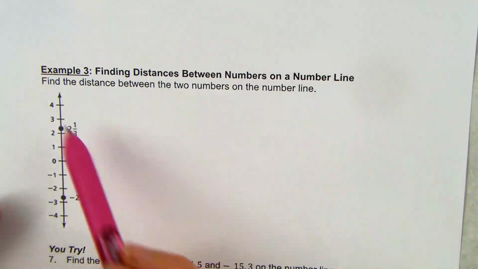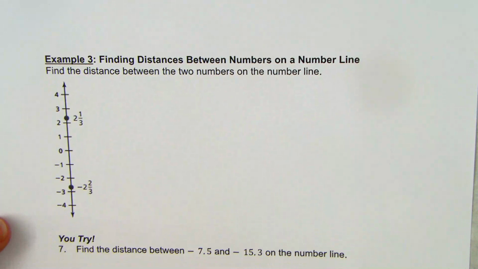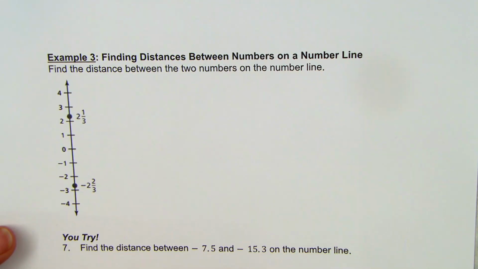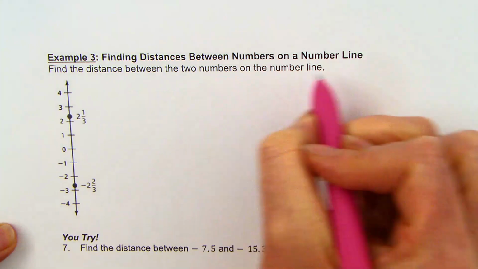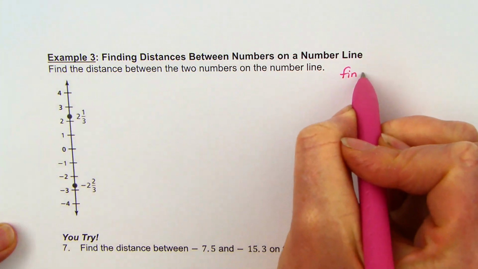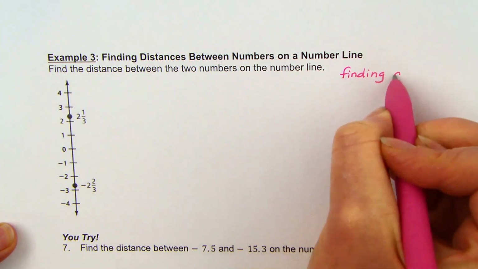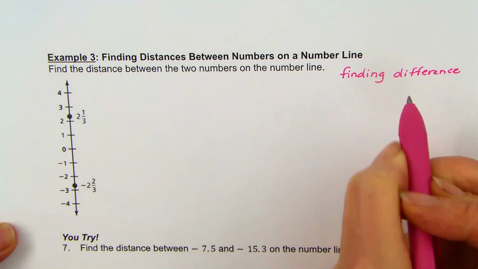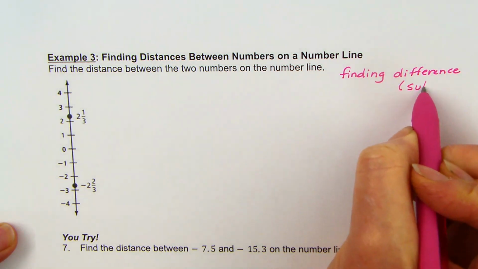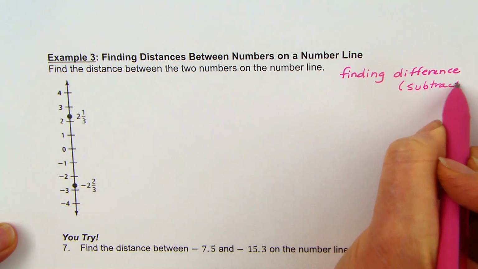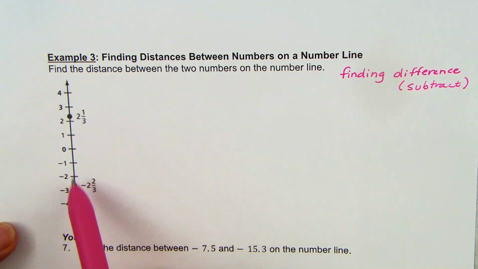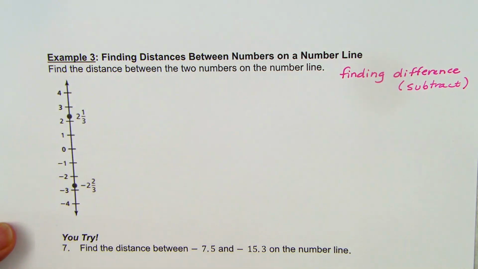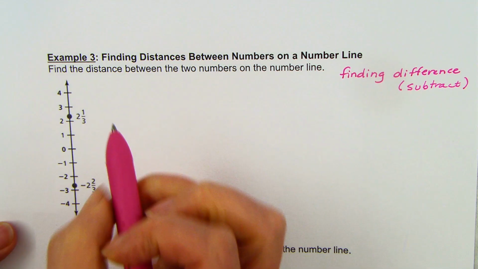There's some nice understandings here in example 3. When we're finding distances between two numbers, this example is on a number line, but anytime you are finding distances between numbers, we're finding the difference. And when you're finding the difference between two numbers, that tells you that you're going to subtract. So if I want to find the distance between these two numbers, I'm going to subtract them. And we're actually going to do it both ways so that you can see that you get the same answer.